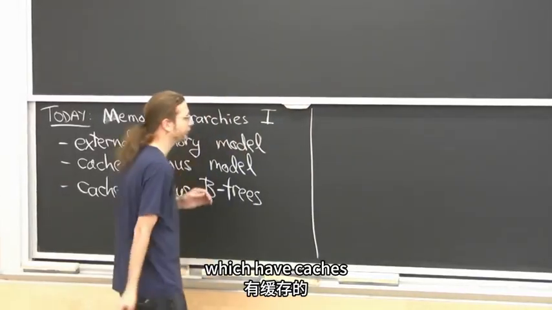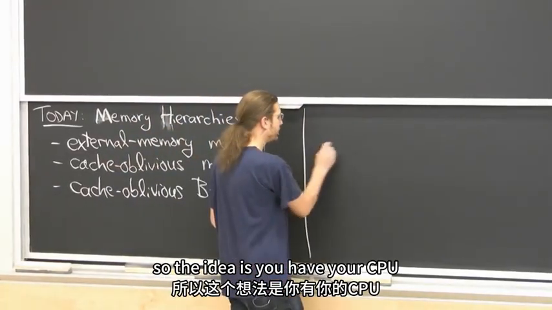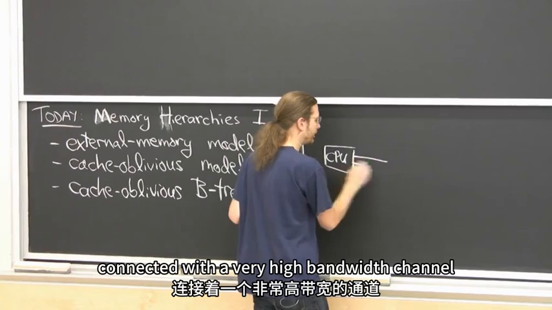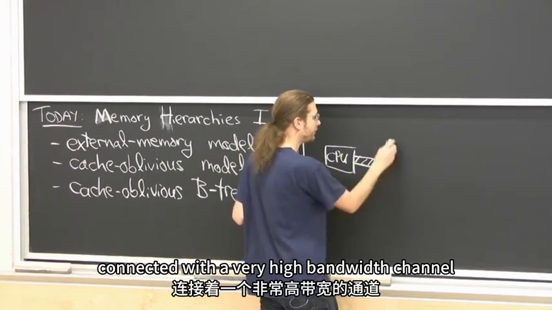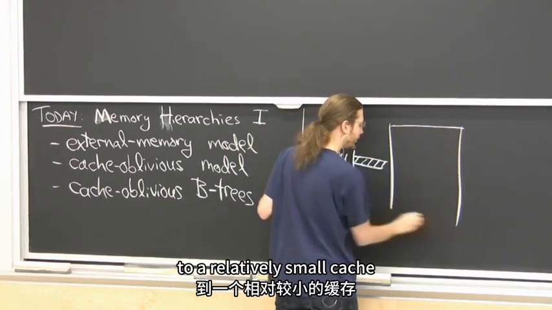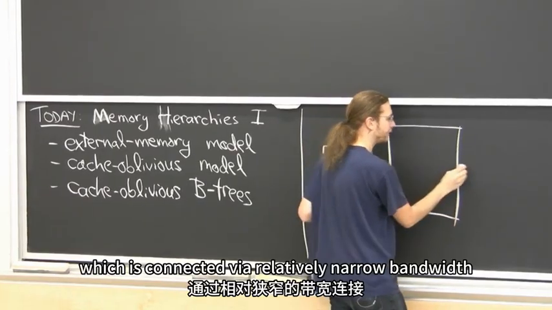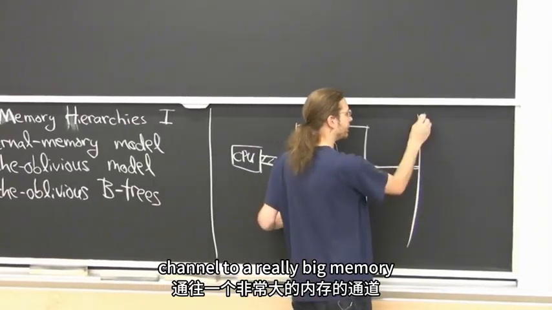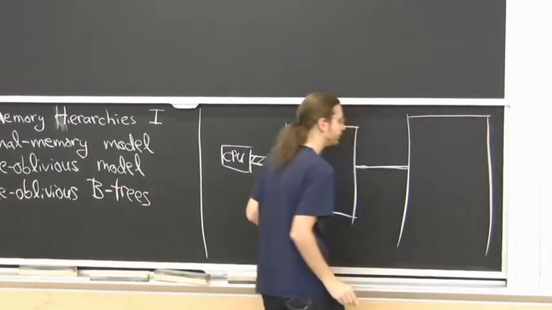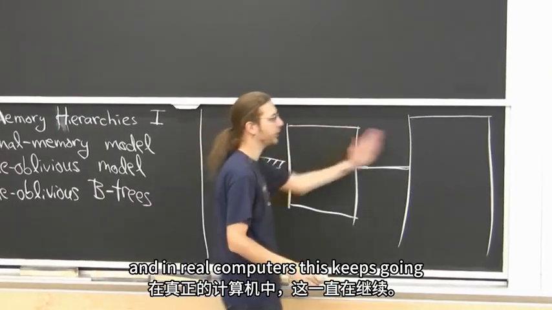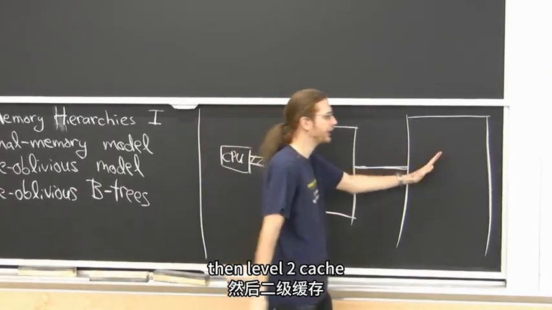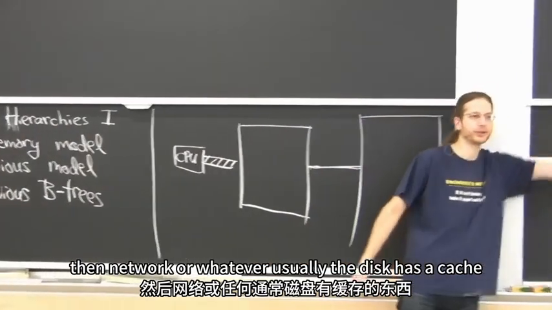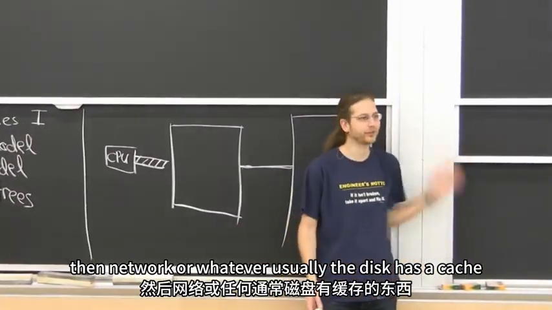which have caches. So the idea is you have your CPU connected with a very high bandwidth channel to a relatively small cache, which is connected via a relatively narrow bandwidth channel to a really big memory. And in real computers, this keeps going. You've got level 1 cache, then level 2 cache, then level 3 cache maybe, then main memory, then disk, then network, or whatever. Usually the disk has a cache.